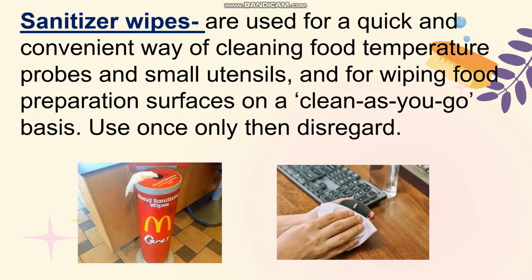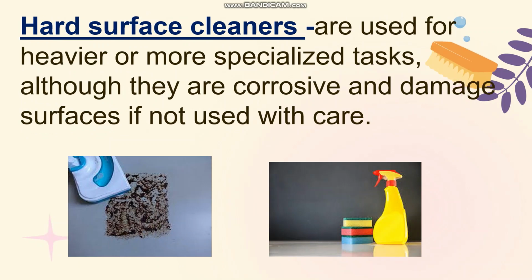Sanitizer wipes are used for a quick and convenient way of cleaning food temperature probes and small utensils, and for wiping food preparation surfaces on a clean-as-you-go basis. Use only once, then discard. Hard surface cleaners are used for heavier or more specialized tasks, although they are corrosive and damage surfaces if not used with care.